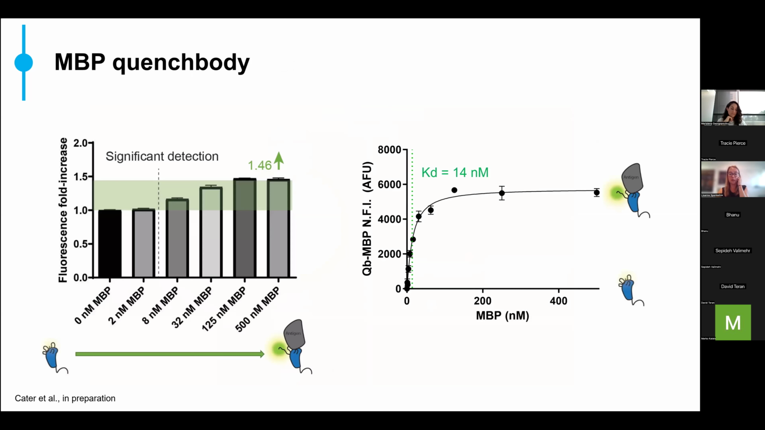So I'm skipping over a lot of work right now, but essentially quench bodies already existed for small molecules, but they didn't really work very well for protein detection. So the team has, through computational work and a lot of experimental work, optimized these quench bodies, placing the tryptophans in optimal positions to increase their performance.